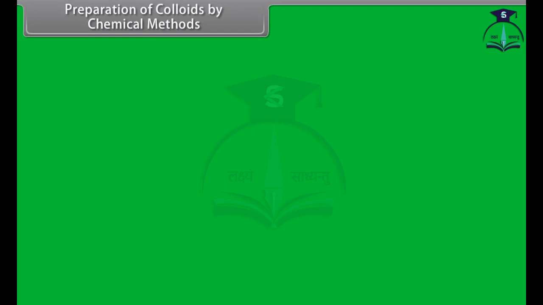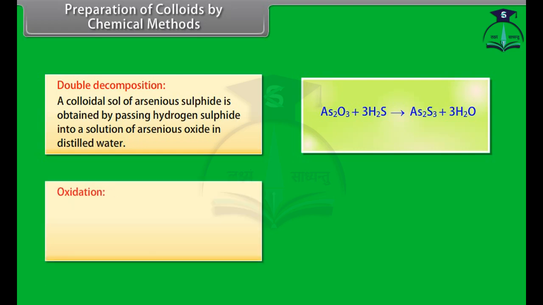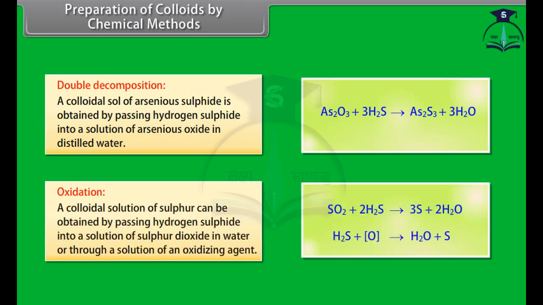Preparation of colloids by chemical methods. Colloidal solutions can be prepared by chemical reactions involving double decomposition, oxidation, reduction, and hydrolysis. Double decomposition: a colloidal sol of arsenious sulfide is obtained by passing hydrogen sulfide into a solution of arsenious oxide in distilled water. Oxidation: a colloidal solution of sulfur can be obtained by passing hydrogen sulfide into a solution of sulfur dioxide in water or through a solution of an oxidizing agent.